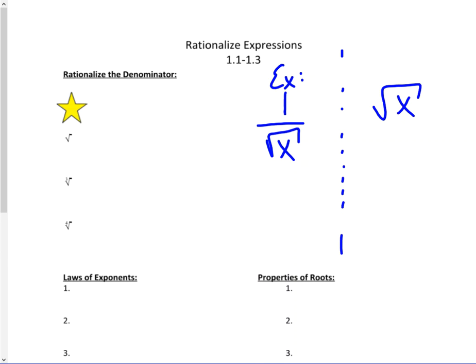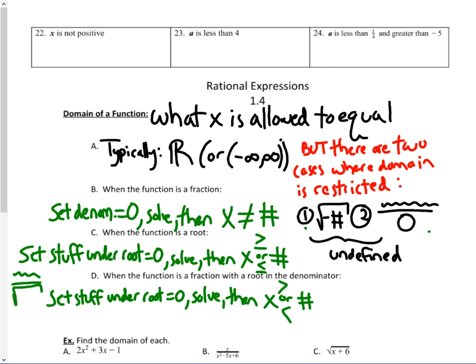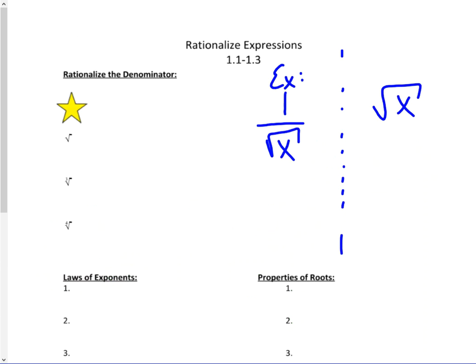So let's start with the square root of x. That domain is basically, well, let's follow the steps that we just laid out, which were when the function is a root, set the stuff under the root equal to 0, solve, and then x is going to be greater than or equal to or less than or equal to that number. So here, all we have underneath the root is x. So x equals 0. When we put 0 in for x, that makes everything under the root equal to 0.